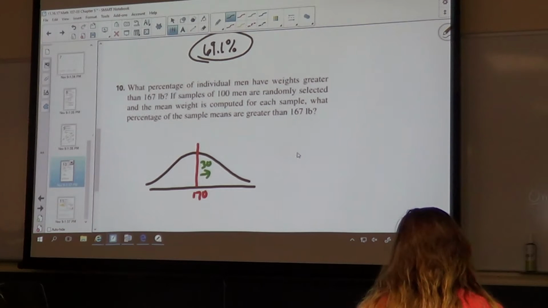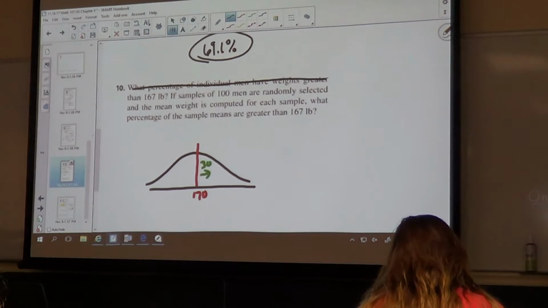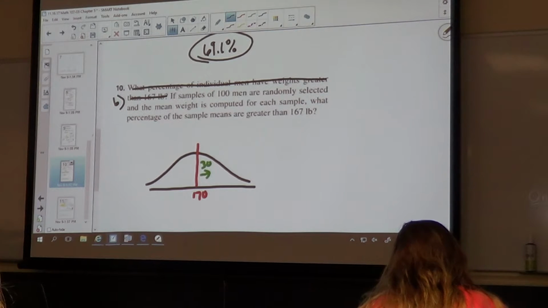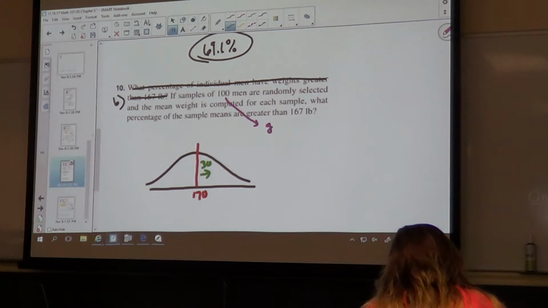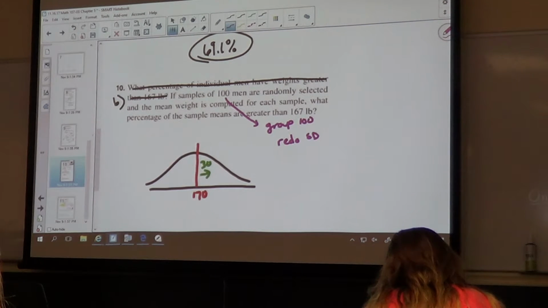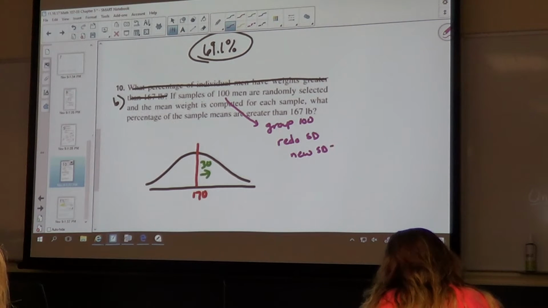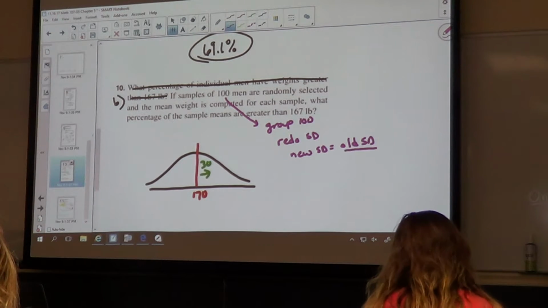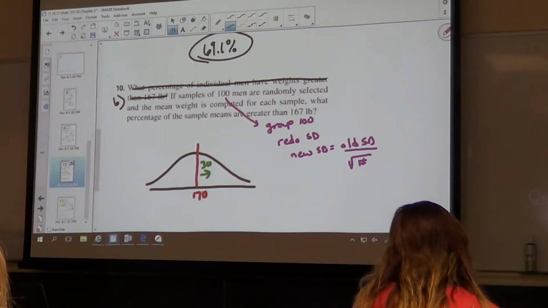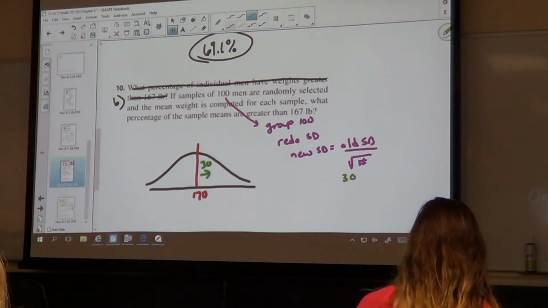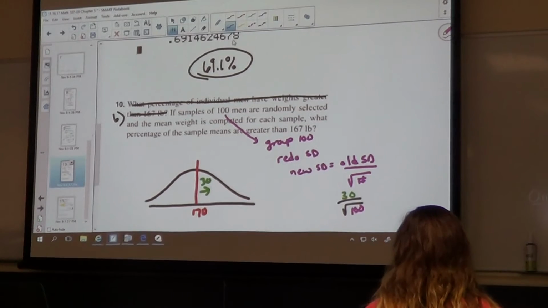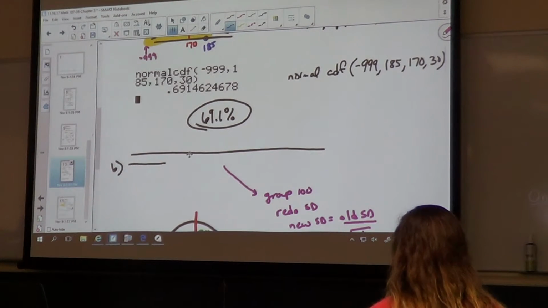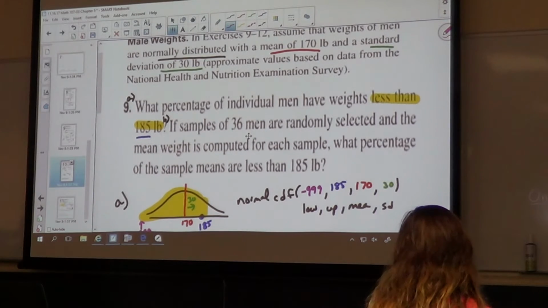Okay, now for the next one. This is part B. For part B, I'm still using the same stuff. Now we just have group data, a group of 100 people, so we've got to redo the standard deviation. My new standard deviation is going to be my old standard deviation divided by the square root of how many people were in the group. So my old standard deviation is 30 divided by the square root of the group size. You have a different problem. Yeah, the 100 isn't right.